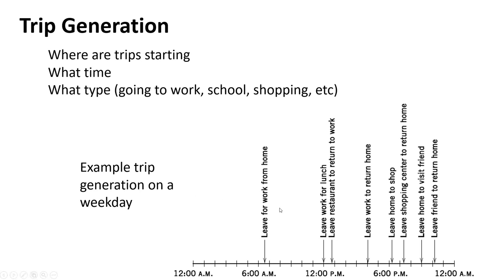Or in this case, this is a working person. They're leaving for work from home. They take a trip in the middle of the day to go out to lunch, then they go back to work, and then they finally leave work and come back home. After they get home, they decide to go shopping, and then they're going to go visit somebody. You can see this would be a pretty standard day in someone's life, right?